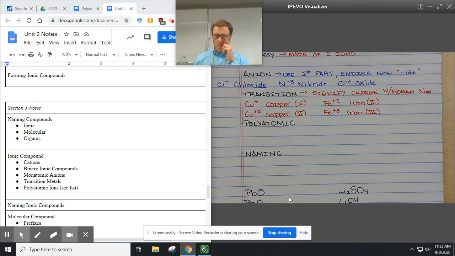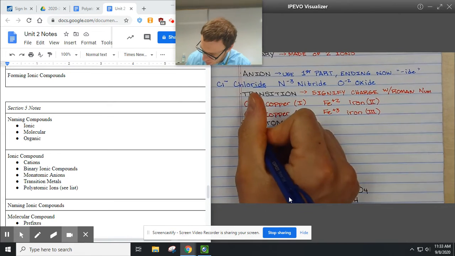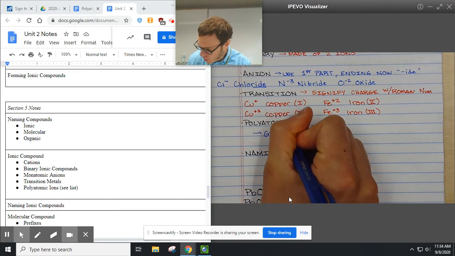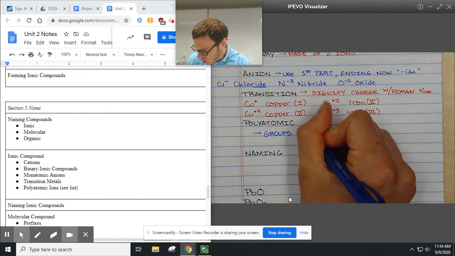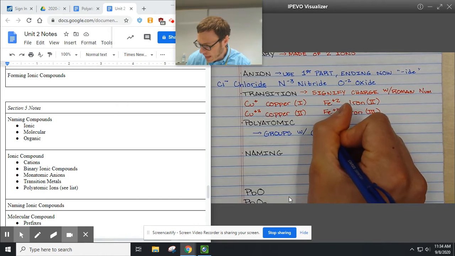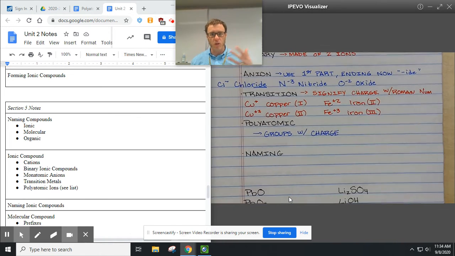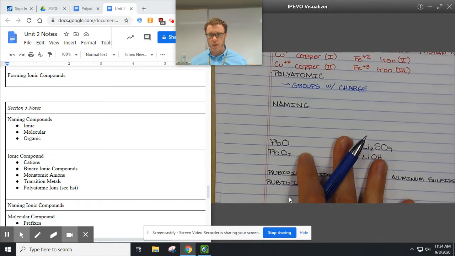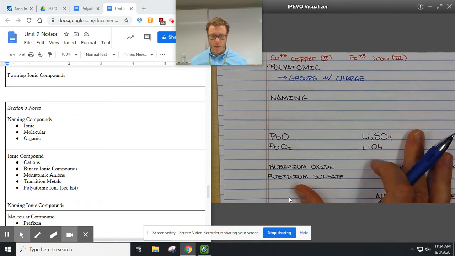There you go. Now, polyatomic ions, these are groups of atoms. All right, these are groups that have an overall charge. There is a list on Canvas that you'll get on the tests and stuff like that, but you're going to have to become familiar with it. All right. And so we'll go over that more in class.